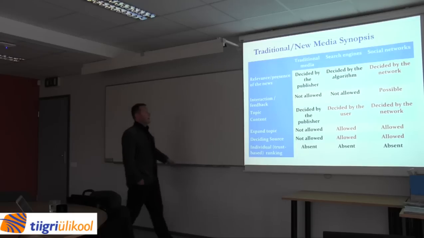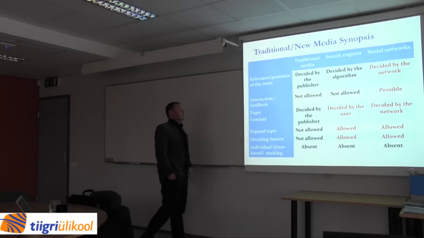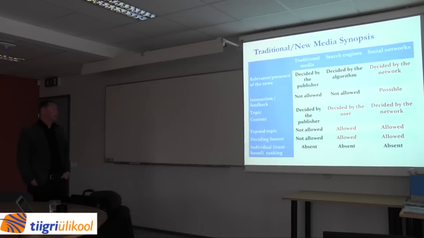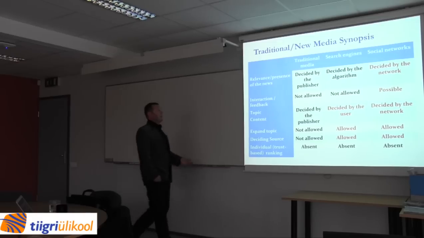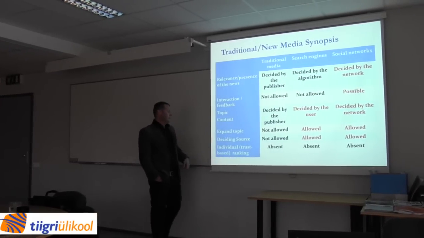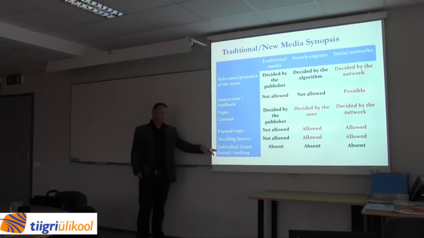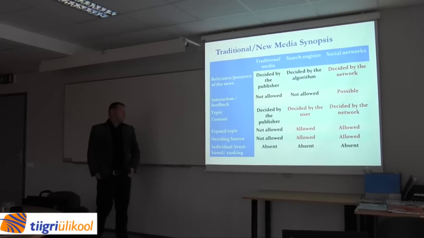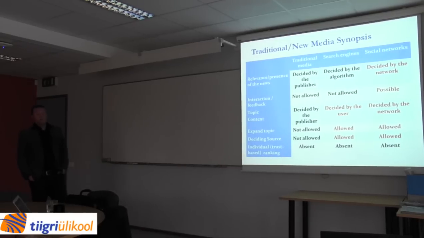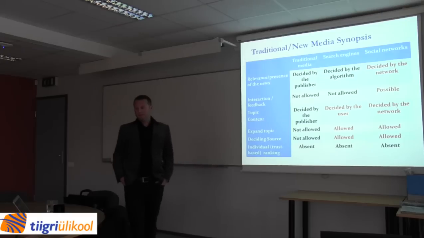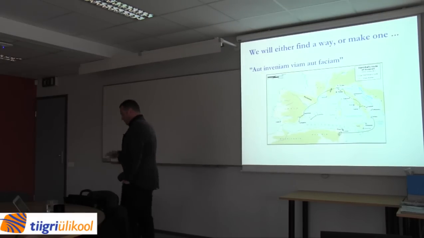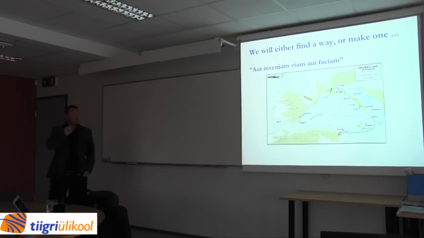And so on. You see, interaction is not possible in traditional media. Topic content is decided by the publisher on one side, by the network on the other side. In social media, of course, you have the possibility to expand the topic and decide the source, and this is the most important thing that we are trying to fix. Pretty much, there is no individual ranking based on trust towards other users of the network. So, we want to fix this problem.